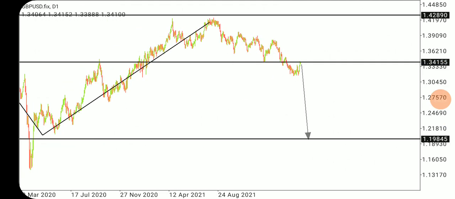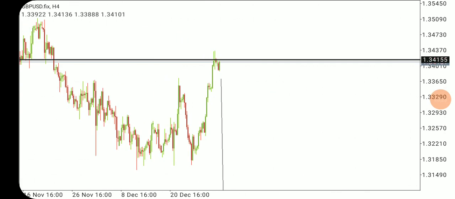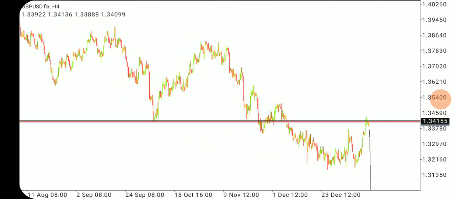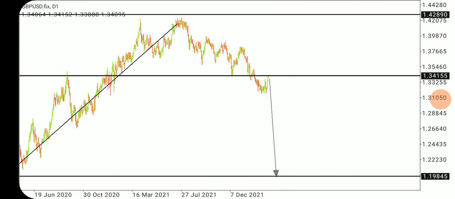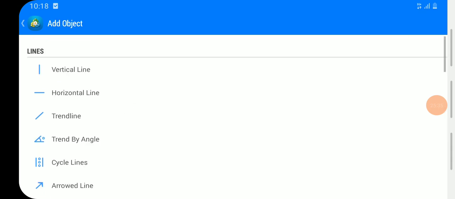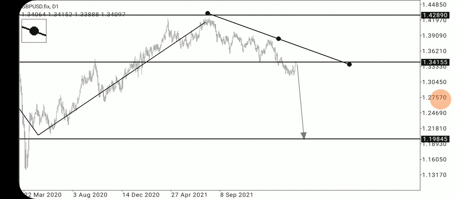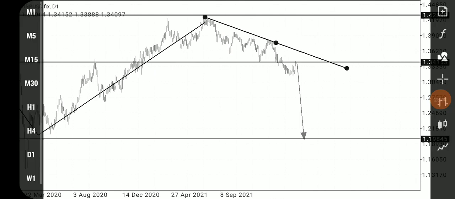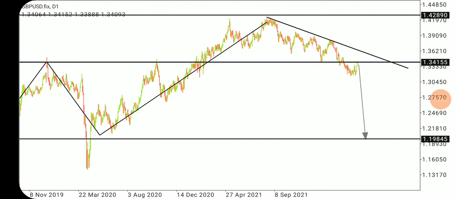Let's move all the way down. We have this trend right here. Even when it found resistance at price 1.42890, it didn't just fall off. Just as it was rising, it didn't just rise off.